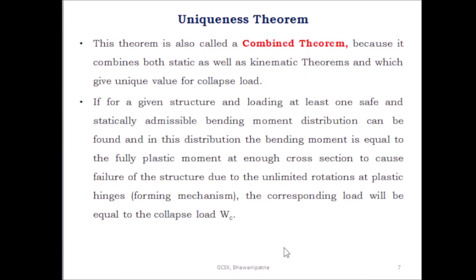The uniqueness theorem states that for a given structure and loading, at least one shape and statically admissible bending moment distribution can be found, and under this condition, bending moment is equal to the fully plastic moment at adequate cross sections to trigger failure of the structure, as a collapse mechanism due to rotations of the plastic hinge at these sections, that is W is equal to WC.